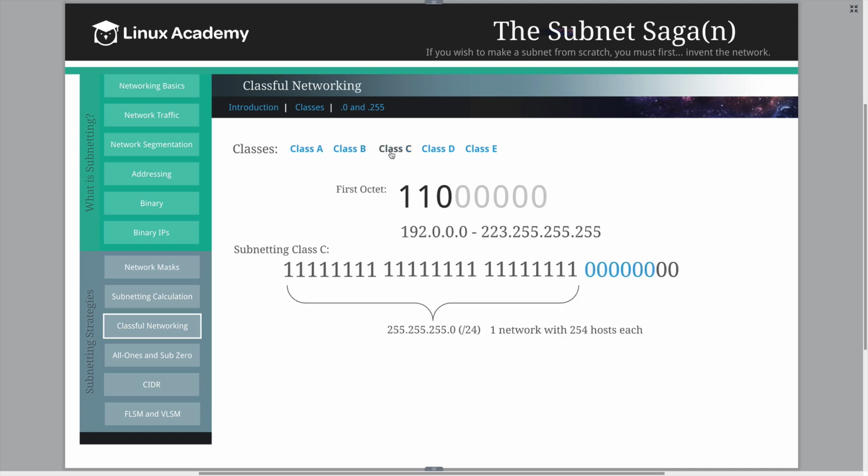Now, moving to Class C, this is designated as a 1 in the leftmost bit of the first octet, followed by a 1, followed by a 0. This is going to give us 192.0.0.0 to 223.255.255.255. And if we start off with the generic subnet mask for a Class C network, that's 255.255.255.0 or a /24. That is one network with 254 hosts.